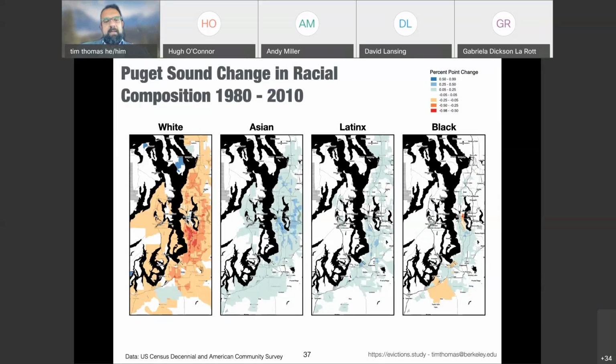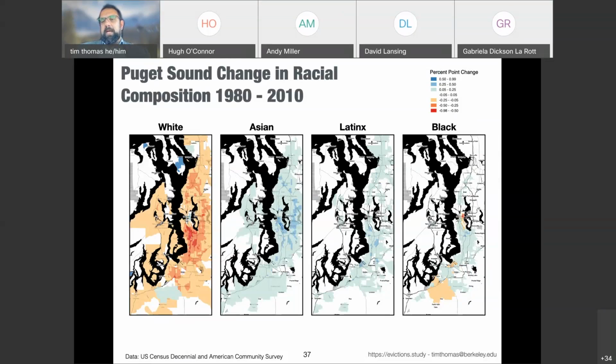We can see that there's been quite a bit of white flight basically in these lower South King County areas, even down in Pierce County. And Asian households have been able to grow in these spaces, as well as Latinx. But Black households have been kind of limited in terms of the space where they've been growing.